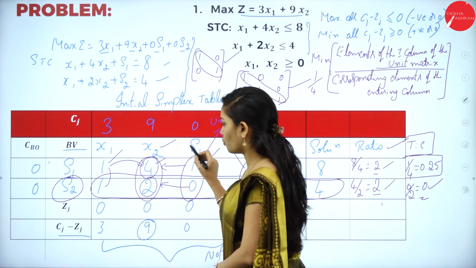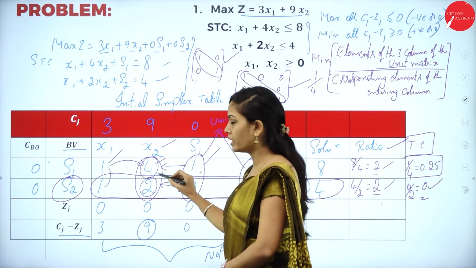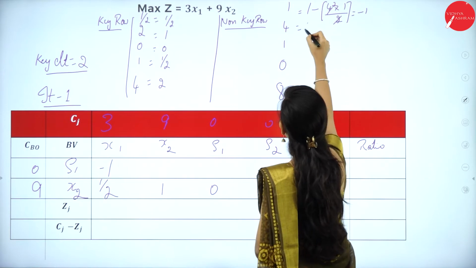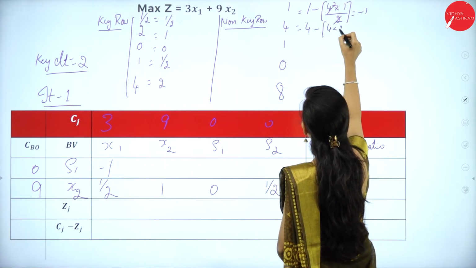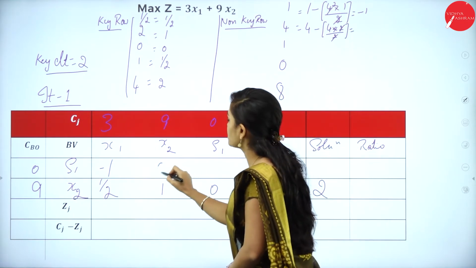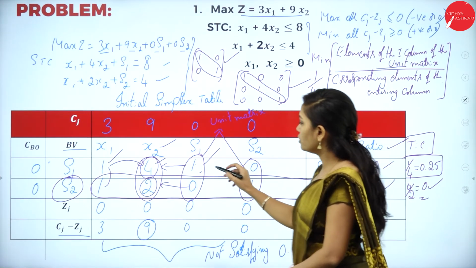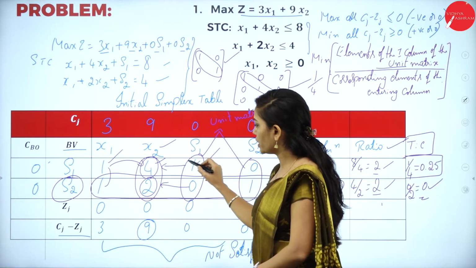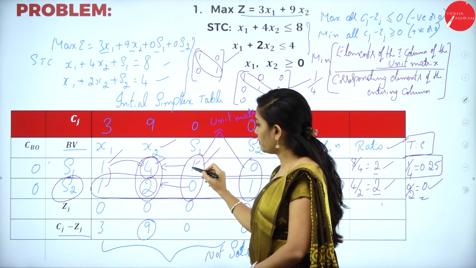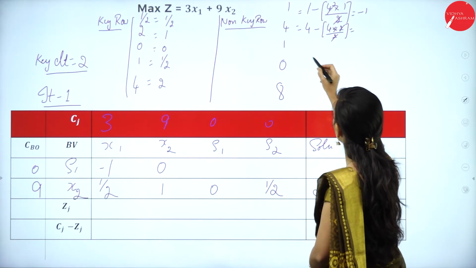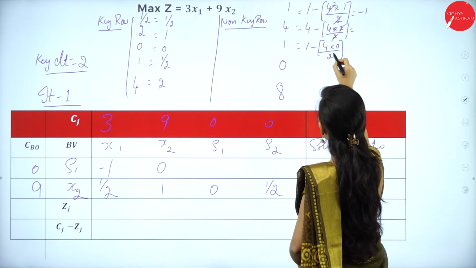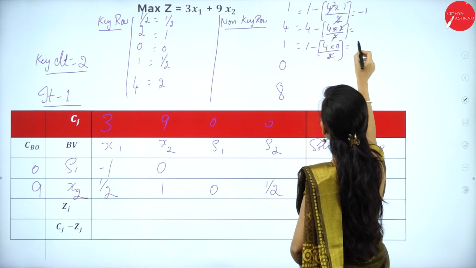Next, the old value is 4. The corresponding key column value is also 4 and the key row value is 2. So 4 minus 4 into 2 by 2. So 4 gets cancelled, and 4 minus 4 is 0. And the old value is 1. The corresponding key column value is 4 and the key row value is 0. So 1 minus 4 into 0 by 2. So 0 into 4 is 0.